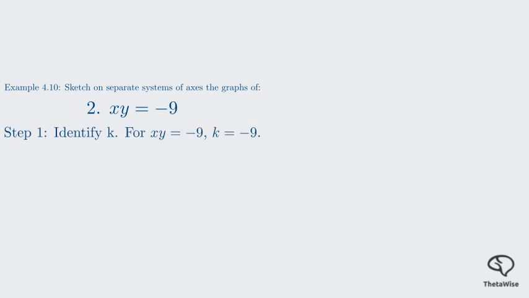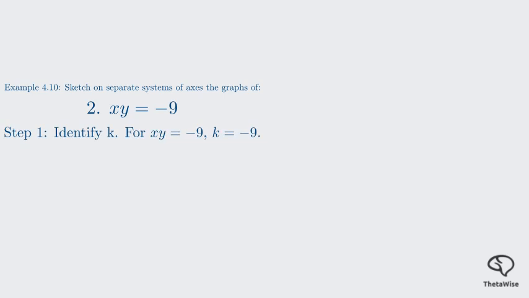Excellent. Now, let's move on to the second part of example 4.10, which involves a negative constant. This time, the problem asks us to sketch the graph of x times y equals negative 9. Let's follow the same systematic approach. Our objective is to draw this graph accurately. First, we identify our constant k. In this equation, k is negative 9.